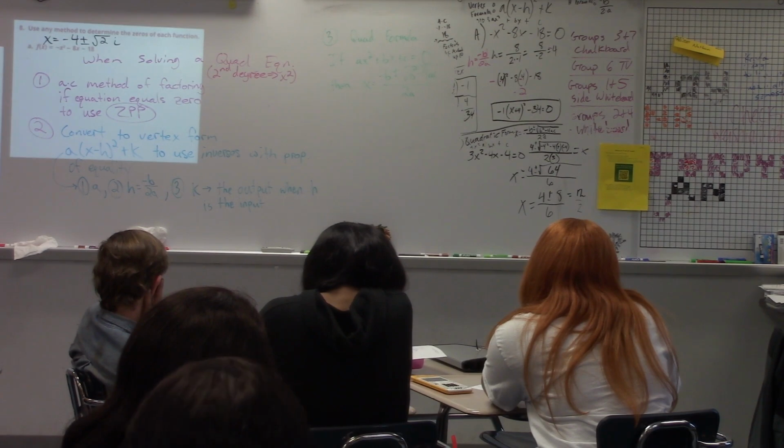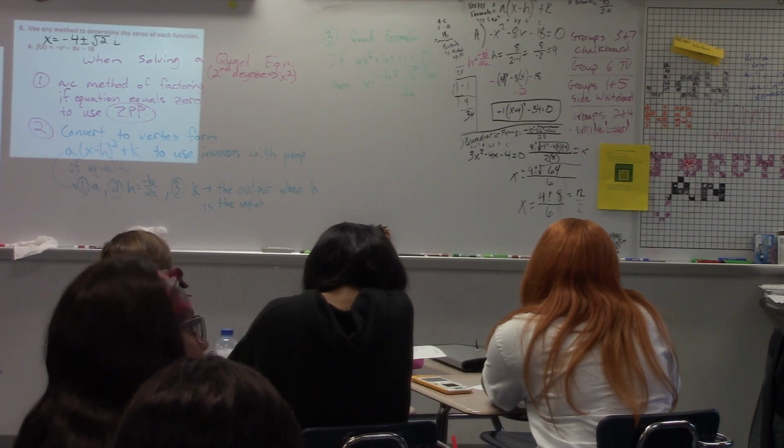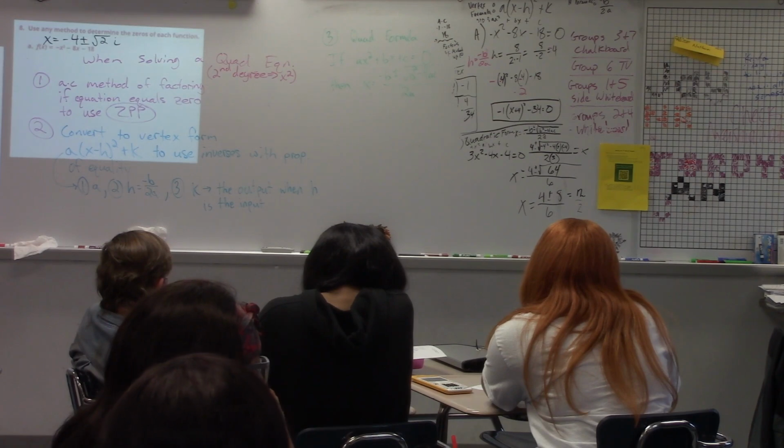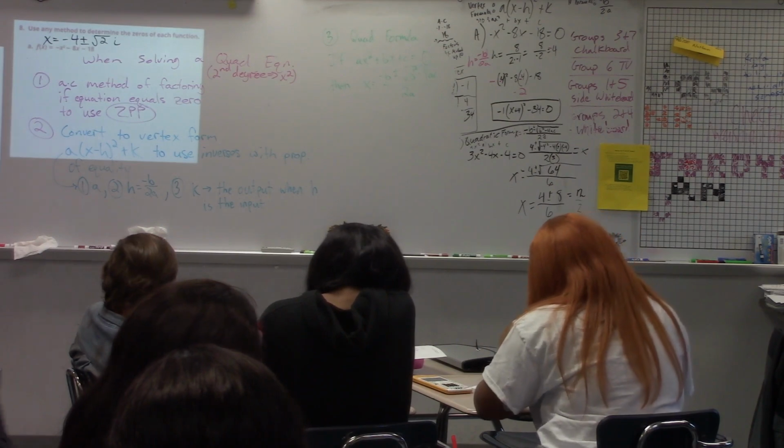Now, I will point this out. The fact that I got rational roots here means that I can use what method to solve this equation? It's the first one we learned. Factoring. Rational roots means I could have factored it. So keep that in mind.